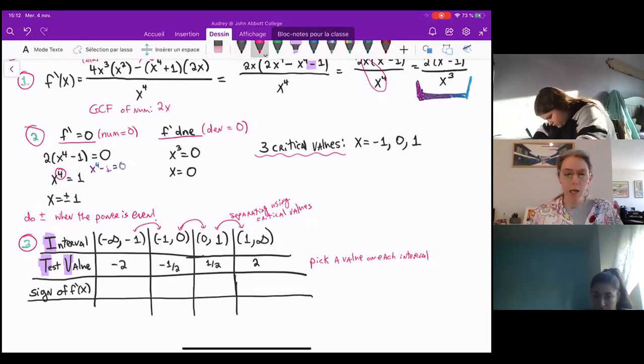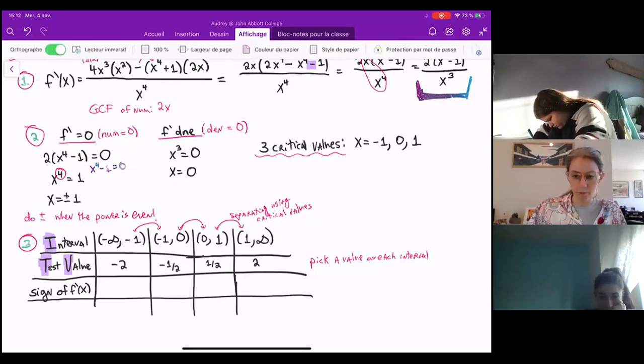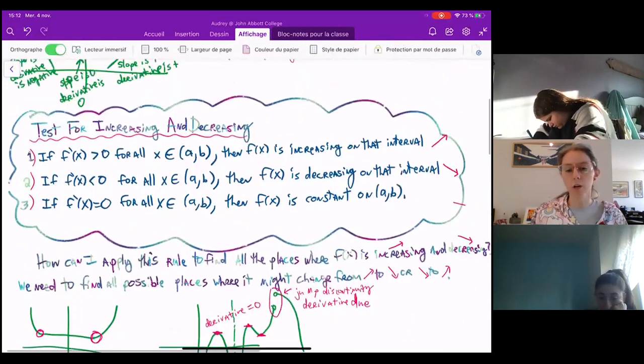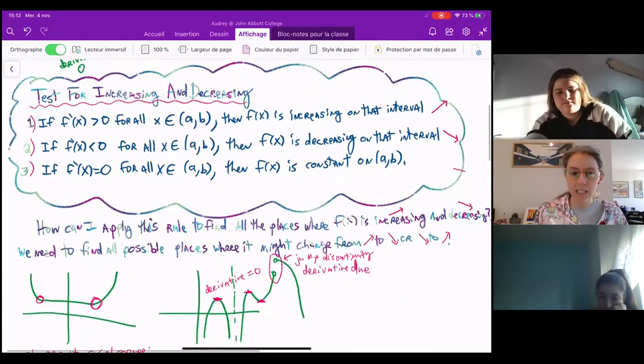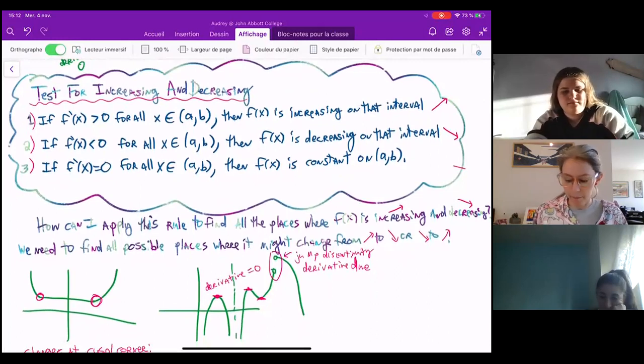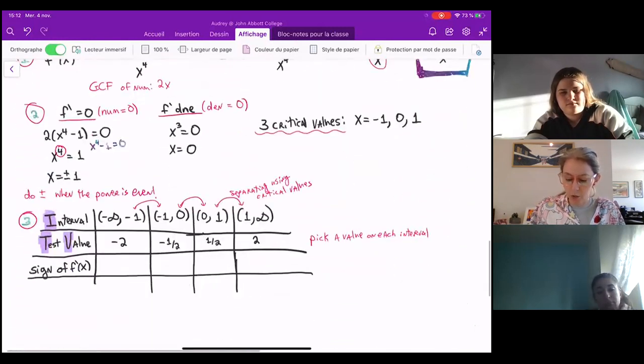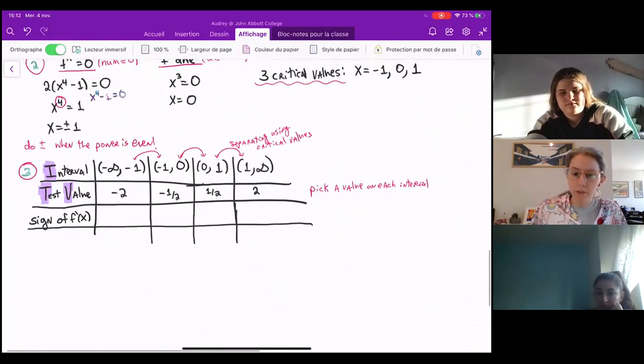And what we're doing here is we're looking for how to apply the test for increasing, decreasing. Remember, the test for increasing, decreasing gives me information about f based on the sign of f prime. So I need to know, is f prime positive or negative on these intervals? So then here, what I'm doing for the sign of f prime is I'm plugging the test values into f prime to get a sign.